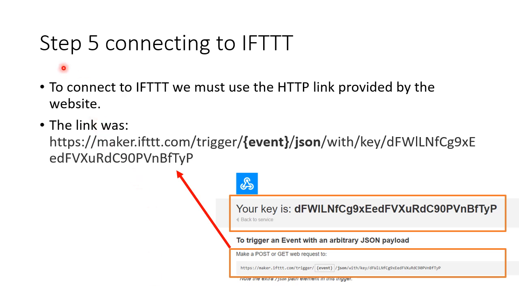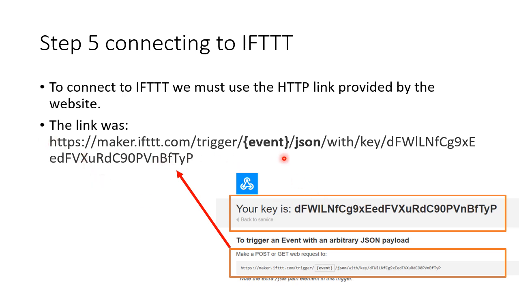Okay, after connecting to the Wi-Fi, step 5 is connecting to IFTTT. IFTTT is the website we're using. While making the applet, we were provided with a link, so we will use that link to send the trigger.